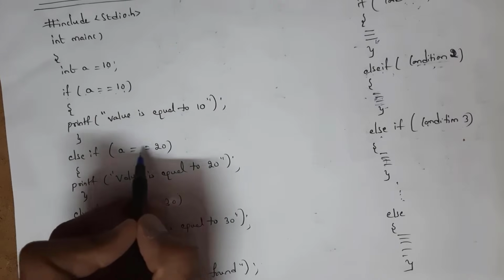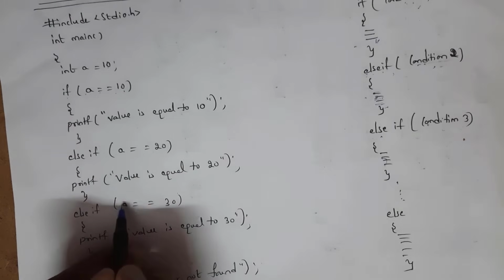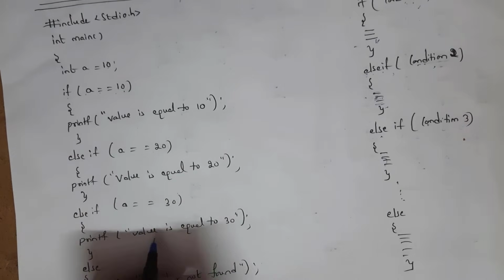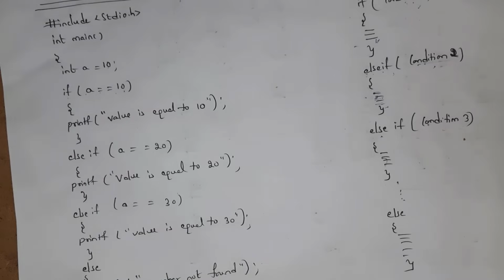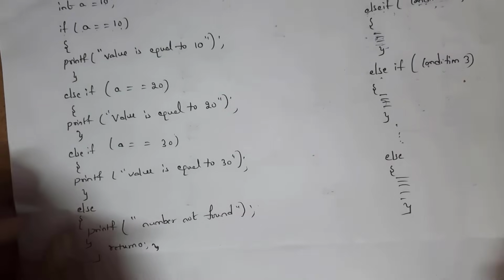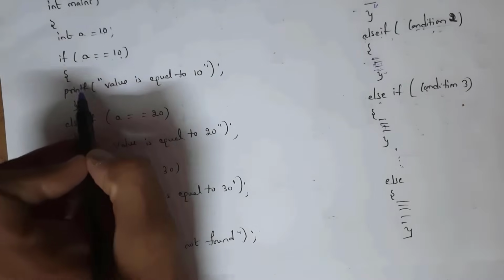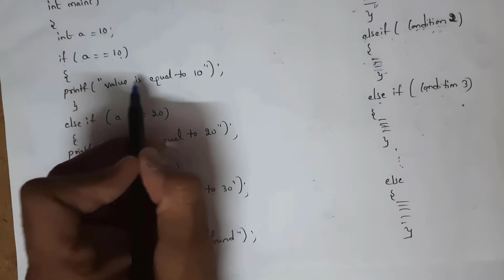Else if a double equal to 20, printf value is equal to 20. Again I wrote else if a double equal to 30, printf value is equal to 30. At last, if all these conditions are false, then take else printf number not found. Here I gave the value of a as 10. 10 is equal to 10. This condition is true.